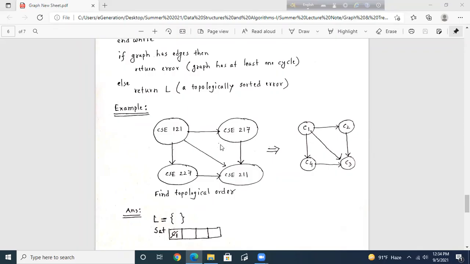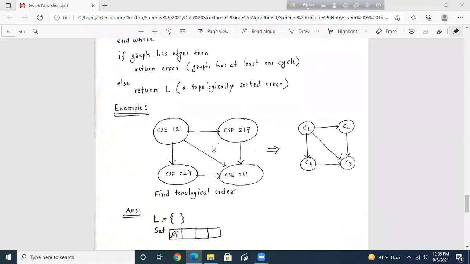Similarly, dear student, in this part, CAC 121, CAC 211, CAC 217, this part also does not contain any cycle. So both of these parts do not contain any cycle. Since both parts do not contain any cycle, I can say that this graph does not contain any cycle.